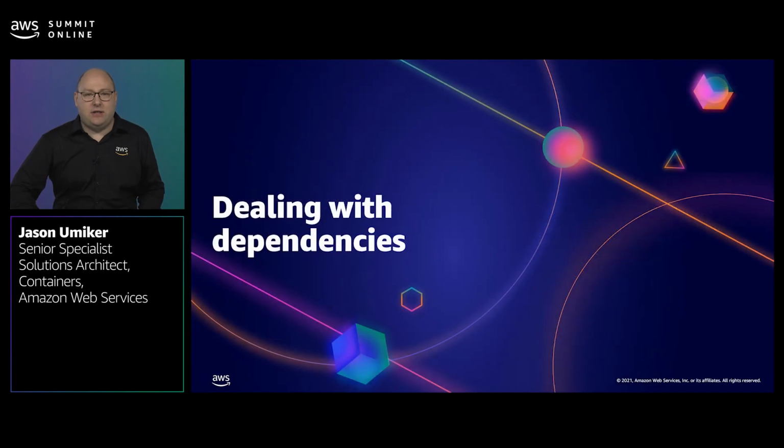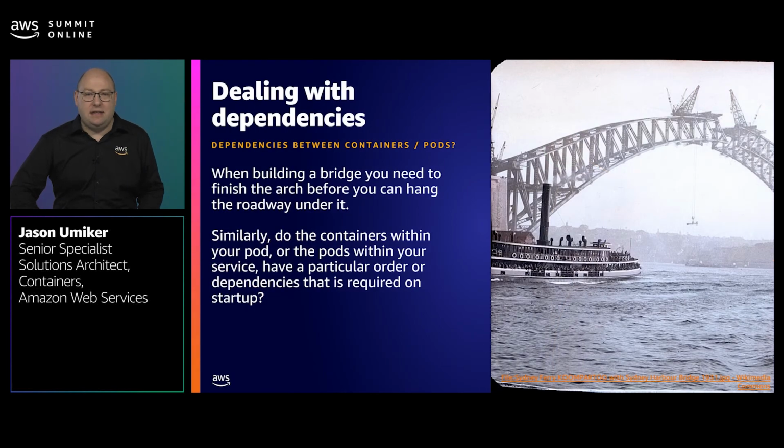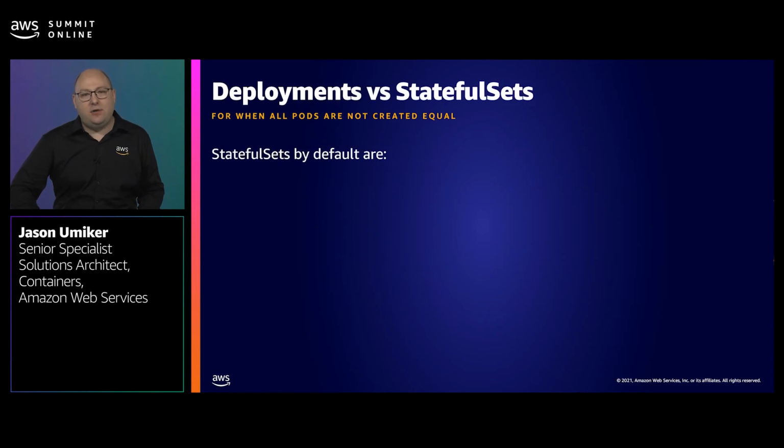The final application consideration to think about is dependencies. Sometimes you have real dependencies, and things need to happen in a certain order. If we look at this photo of the construction of the Sydney Harbor Bridge, you can't hang the roadway from the arch until the arch is finished. In Kubernetes, we can have ordering required by containers within our pod, such as with the init container we discussed for database schema, or we can have a particular ordering required between the pods of our app, facilitating things like a leader election. The main way Kubernetes provides to solve pod-level dependency challenges is with stateful sets.